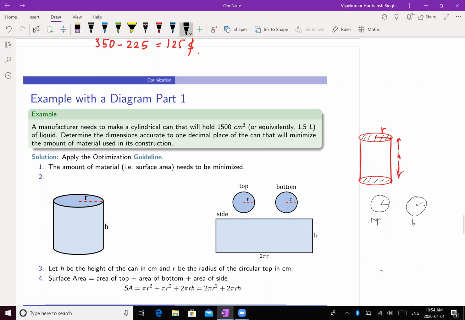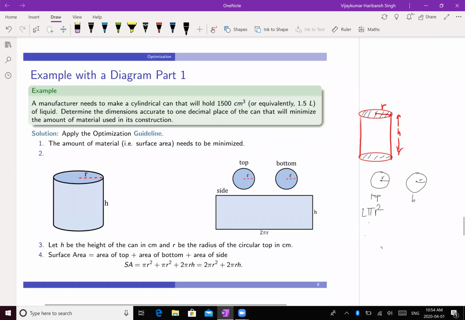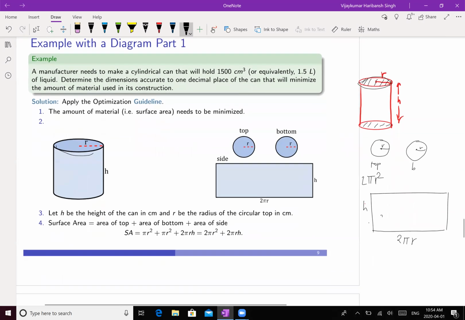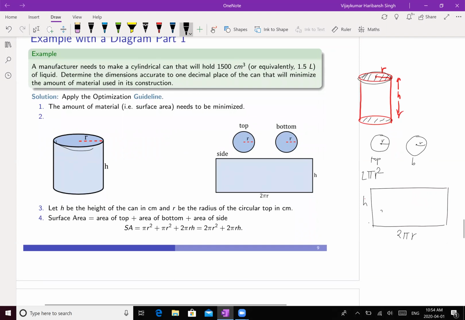Okay, so now there's a top part and the bottom part, and they have areas as pi r square because the radius is r, so 2 pi r square. Now, what is the slant of this? If you cut this side here and open it up, the bottom is the circumference of the circle, which is 2 pi r, and the height is going to be h. So this looks like a rectangle. So the surface area of this guy is going to be 2 pi r h.